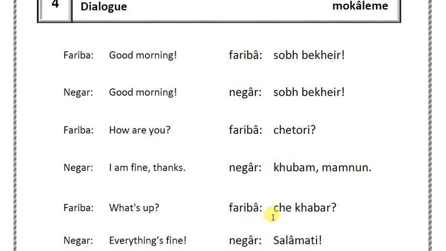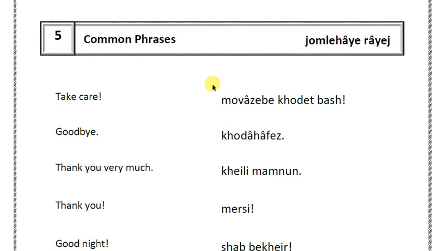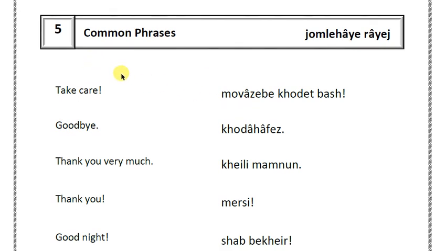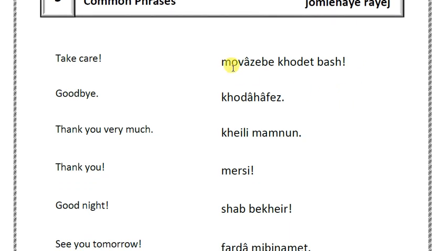Thanks. چه خبر? What's up? And Negar says salamati. Salamati simply means everything is good, everything is fine. Okay, so this one was section 4. Section 5, again, we have common phrases. جمله های رایج.